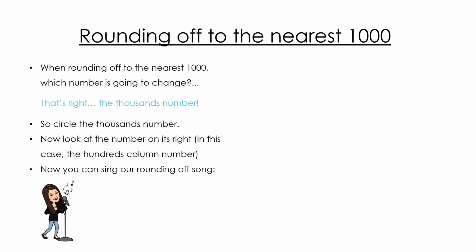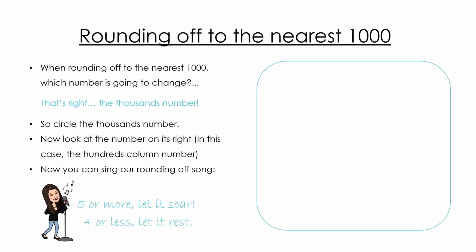Now you can sing our song. 5 or more, let it soar. 4 or less, let it rest. Let's take a look at one last example. 6,773. First step is to circle the thousands number, which is that 6. Now underline the digit on the right, which is that 7. Underline it.